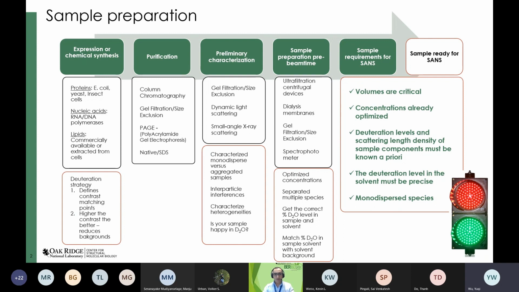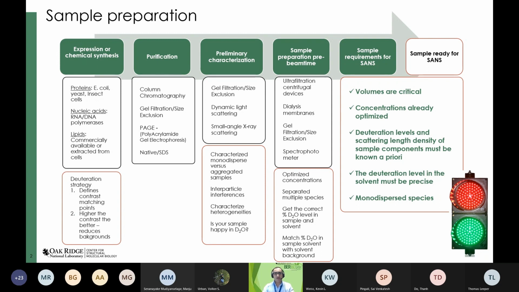And we also want to target high contrast conditions so that we can reduce the incoherent scattering and increase the coherent scattering. Purification is also an important step. I'm not going to cover all those topics, but there are many ways to get pure samples during sample preparation. During the presentation, we will see some of them. And it's very important to have a preliminary characterization before the beam time.